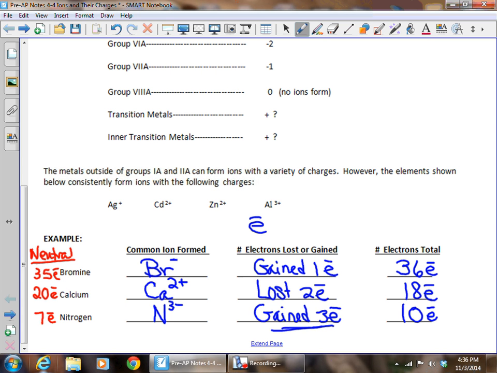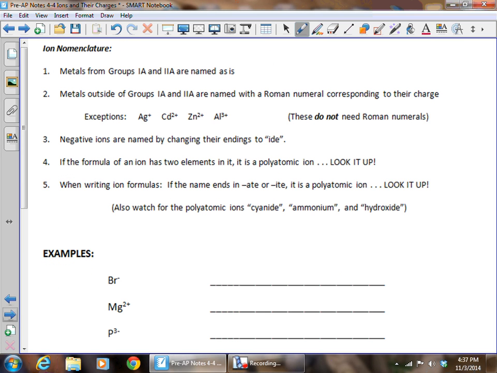So that's how you find that information, the number of electrons that are present in the ion. It's all depending on what its charge is and how many electrons it had when it was neutral. Now in this next part, we're going to name the ions. This is going to be our introduction into naming compounds in the next couple of days.